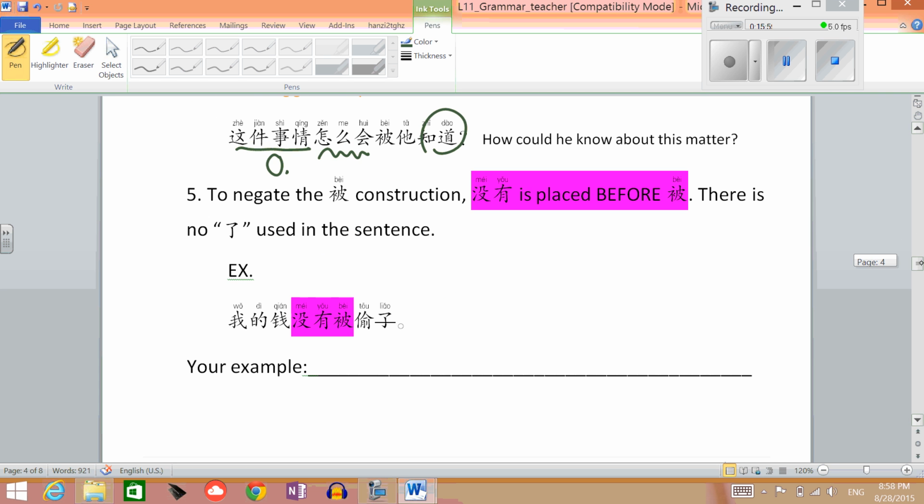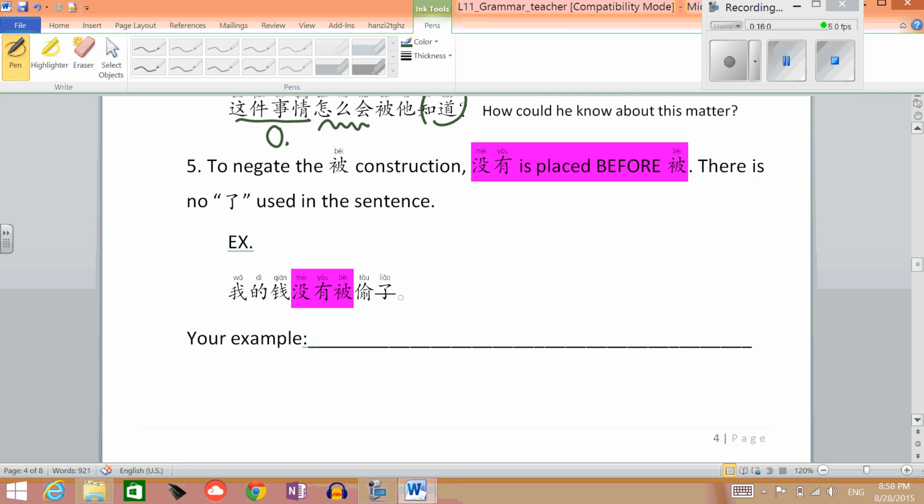Okay, number 5. Almost there. There are 2 more or 1 more. To negate the 被 construction, 没有, very important. 没有 is placed before 被. There is no 了 used in the sentence. Another thing is no 了. So here I'm crossing 了 out. 我的钱没有被偷. My money was not stolen. It was actually in my wallet. I didn't see it. Okay, so 没有被.